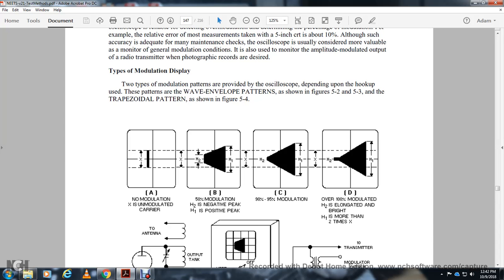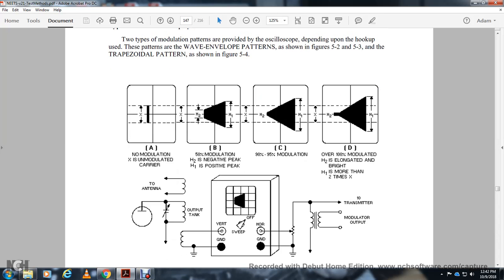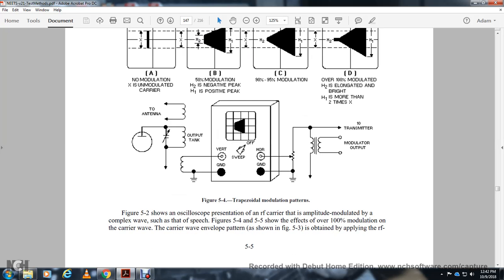Unmodulated carrier, 50% modulation, negative peak, positive peak, 90 to 95% modulation, over 100% modulation. The antenna output and transmitter modulator output are displayed. Figure 5.2 shows the oscillator presentation of a radio frequency carrier amplitude modulated by a complex wave. Figures 5.4 and 5.5 show the effect of over 100% modulation of the carrier.